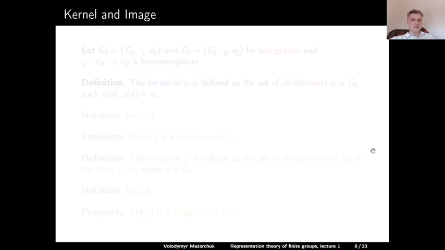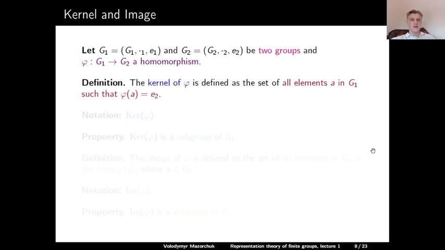Next, let us discuss the kernel and the image. Let G1 and G2 be two groups, and phi be a homomorphism from G1 to G2. The kernel of phi is defined as the set of all elements in G1 which are sent by phi to the identity element in G2. The usual notation is ker of phi.